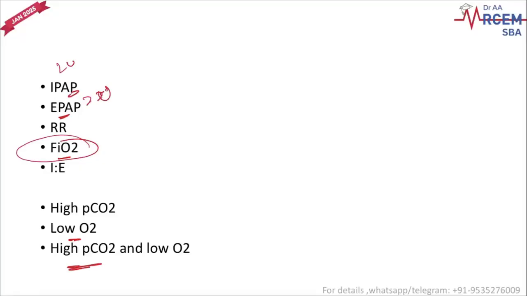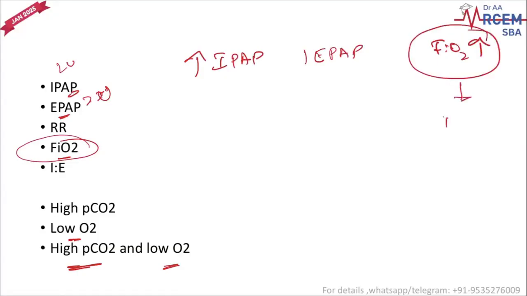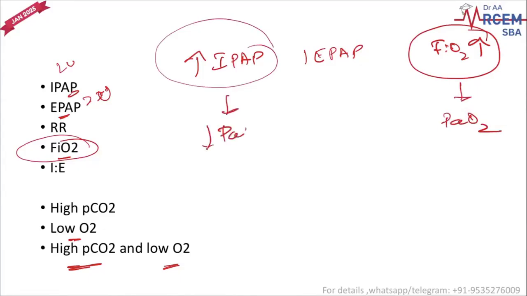What if there are high PaCO2 values and low PaO2 values? You increase the IPAP more than the EPAP, and increase FiO2. Increasing the FiO2 will increase PaO2 values. Increasing the IPAP will decrease the PaCO2 values. EPAP you increase, but not very much. For example, IPAP you increase by 4 units and EPAP by just 2 units so that it doesn't affect this parameter. But at the same time, increasing the EPAP will increase the PaO2 values.